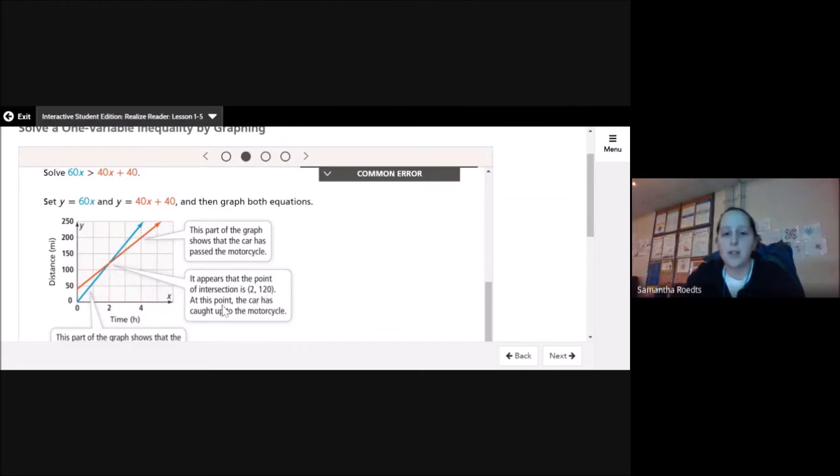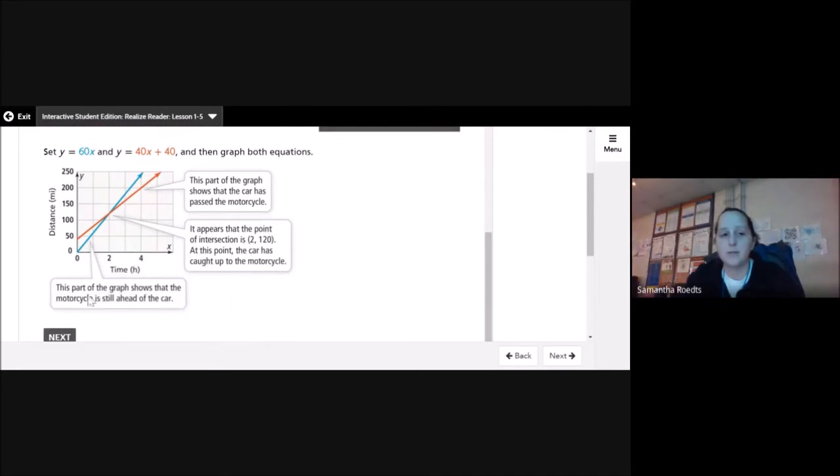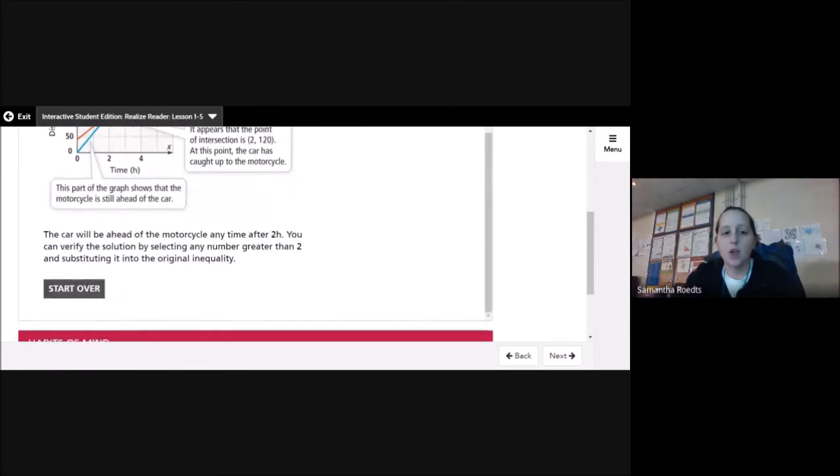It appears that the point of intersection is 2, 120. At this point, the car has caught up to the motorcycle. So at this point, 2 hours in, they've both traveled 120 miles. This bottom part of the graph shows that the motorcycle is still ahead of the car. So anything after this 2, 120 point, the car is ahead. Okay, so anything that's greater than 2 hours. The car will be ahead of the motorcycle anytime after 2 hours. You can verify the solution by selecting any number greater than 2 and substituting it into the original inequality.